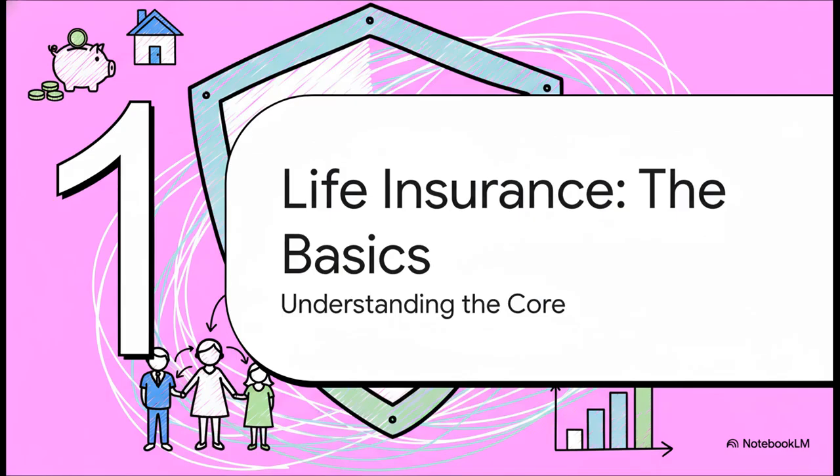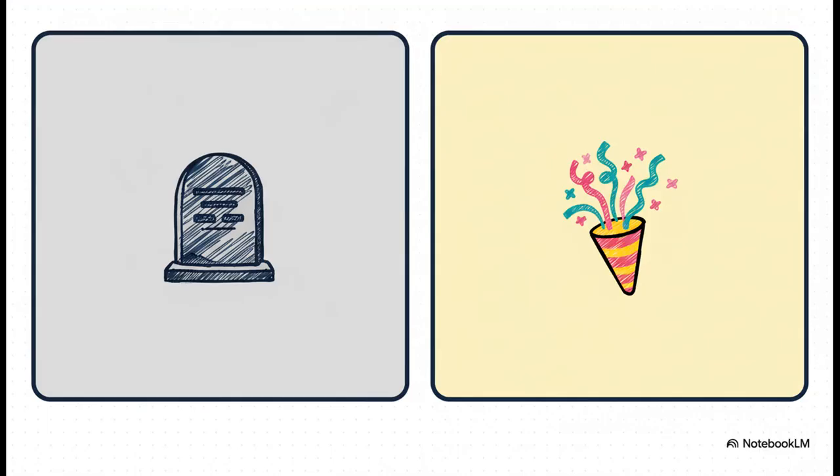Okay, so first things first, let's really get back to basics. What's the whole point of life insurance anyway? Well, at its core, it's really just about creating a financial safety net for the people you love. When you boil it down, a policy usually gives you one of two main types of benefits. First, there's the death cover. This is the one everybody knows, right? It's the payout your family receives if you pass away while the policy is active.